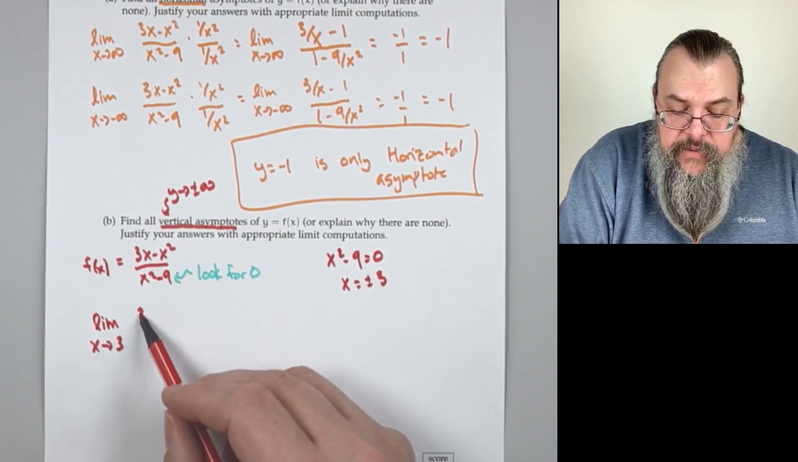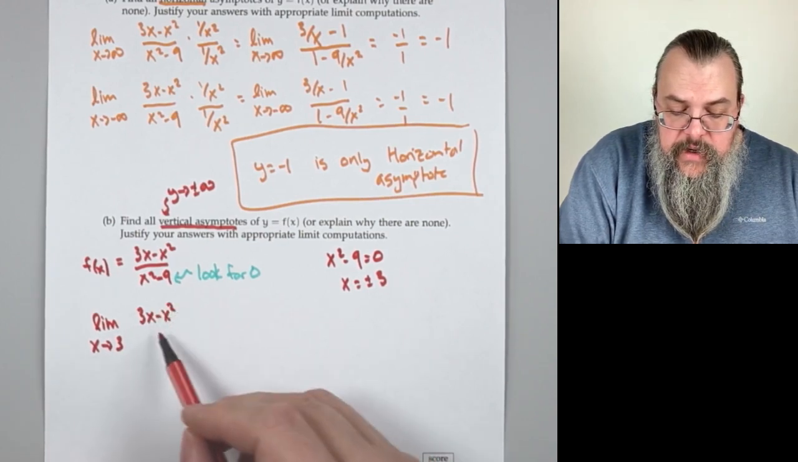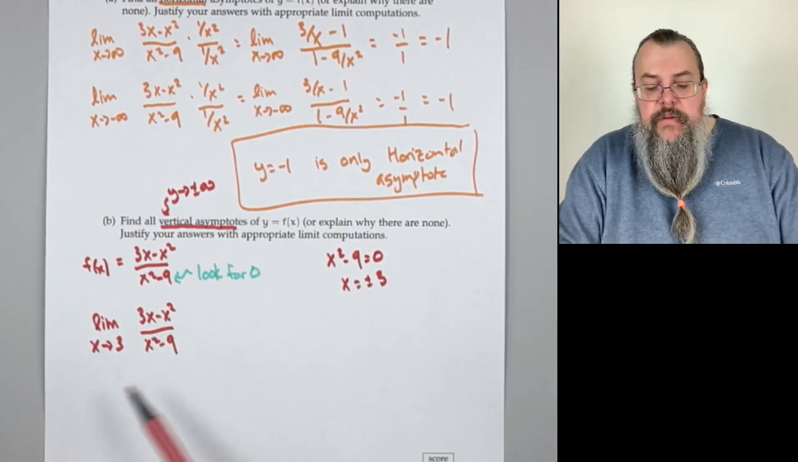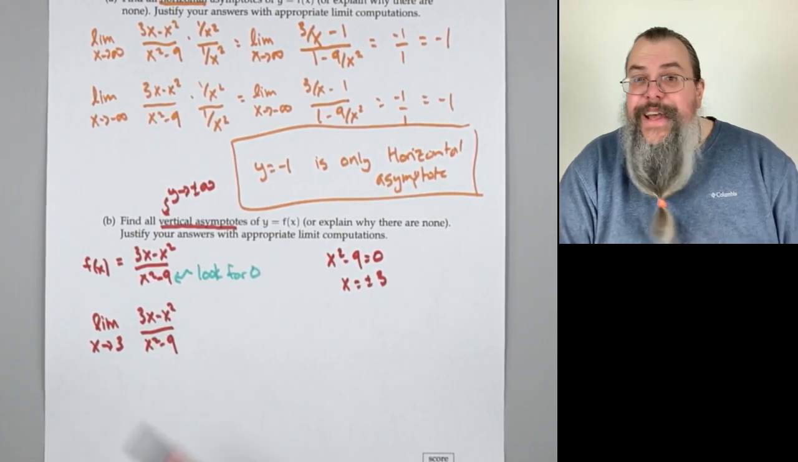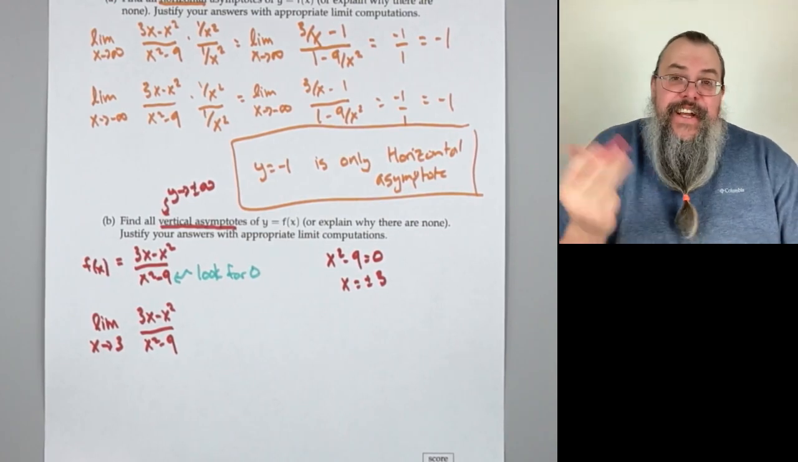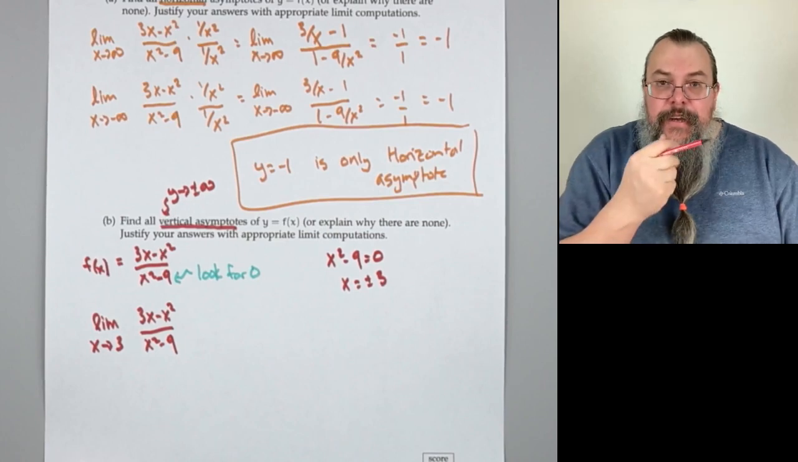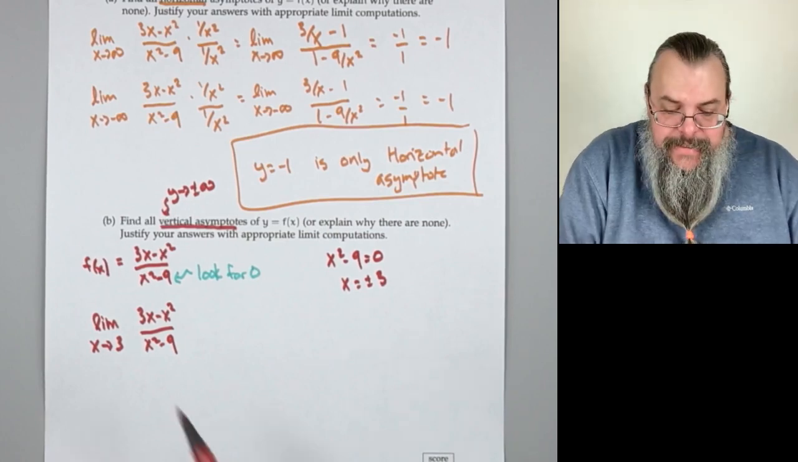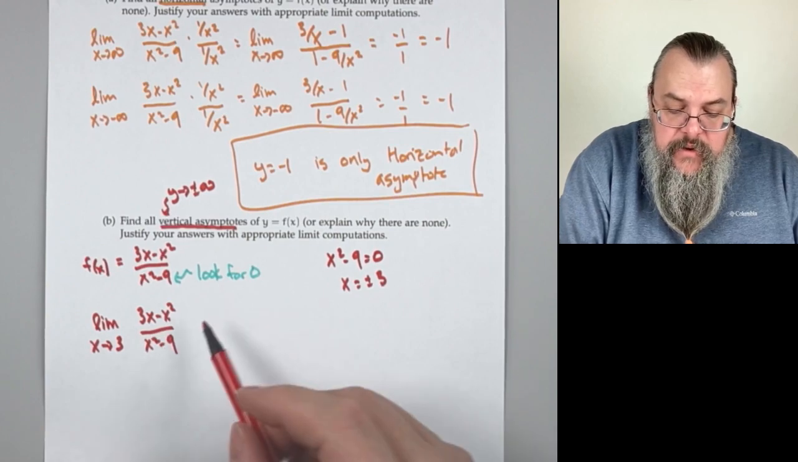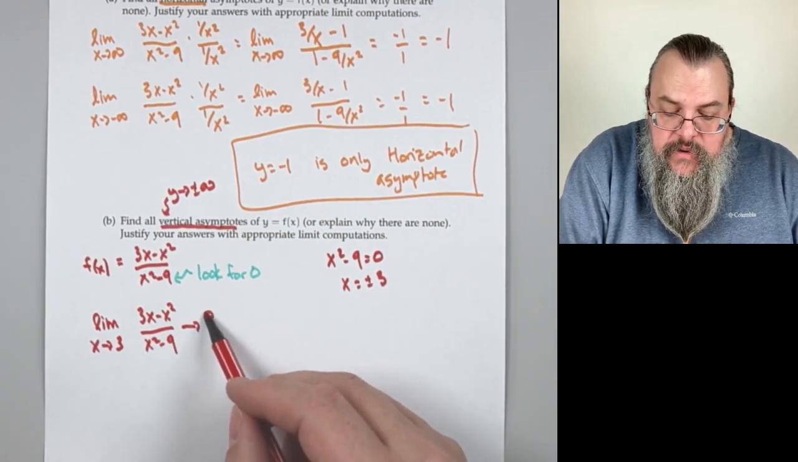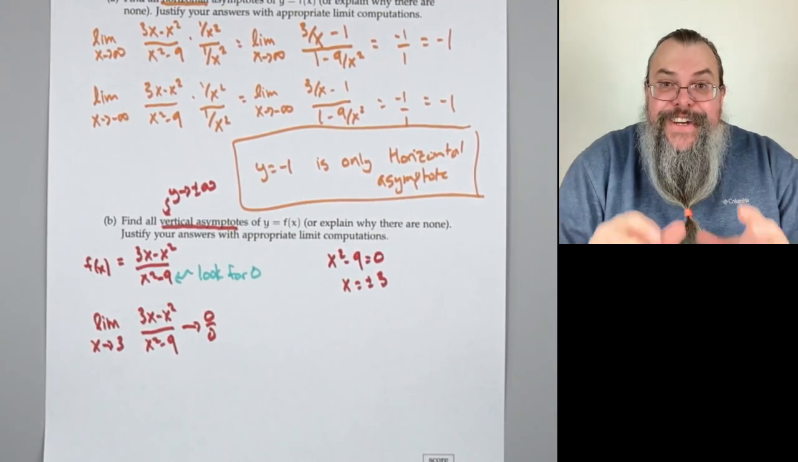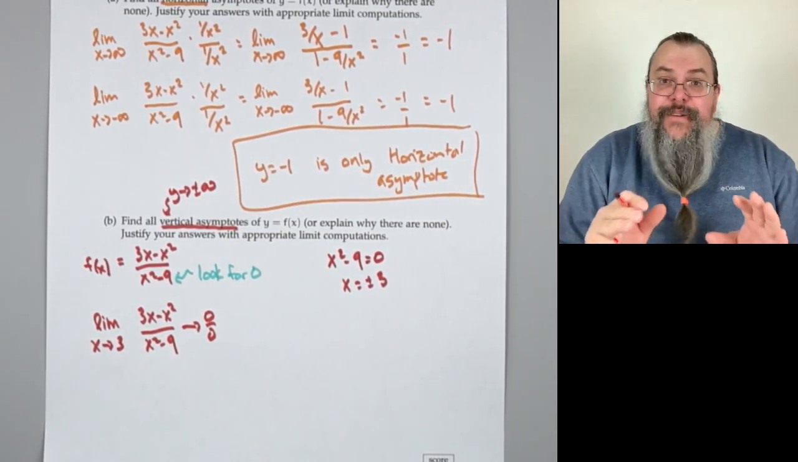What do we have? Well, we have 3x minus x squared over x squared minus 9. And what you do is you plug it in, right? Anytime you see a limit, you should just say, plug it in, see what happens. And if you get a good answer, you're done. And if you don't, you start going, 9 minus 9, 0. 9 minus 9 is 0. So right now, this is going to 0 over 0, which means more work. Doesn't mean an asymptote.